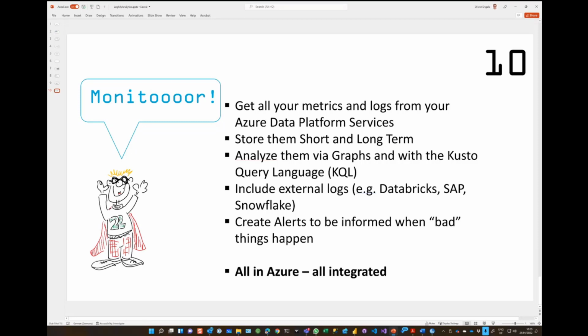We analyze them short or long term. We have the possibility as well to include other things like Databricks, SAP, or Snowflake logs in the storage account where we can query that, and we can set up alerts on it and think about what happens when something bad is produced. We can immediately see it, and it's all integrated in Azure.